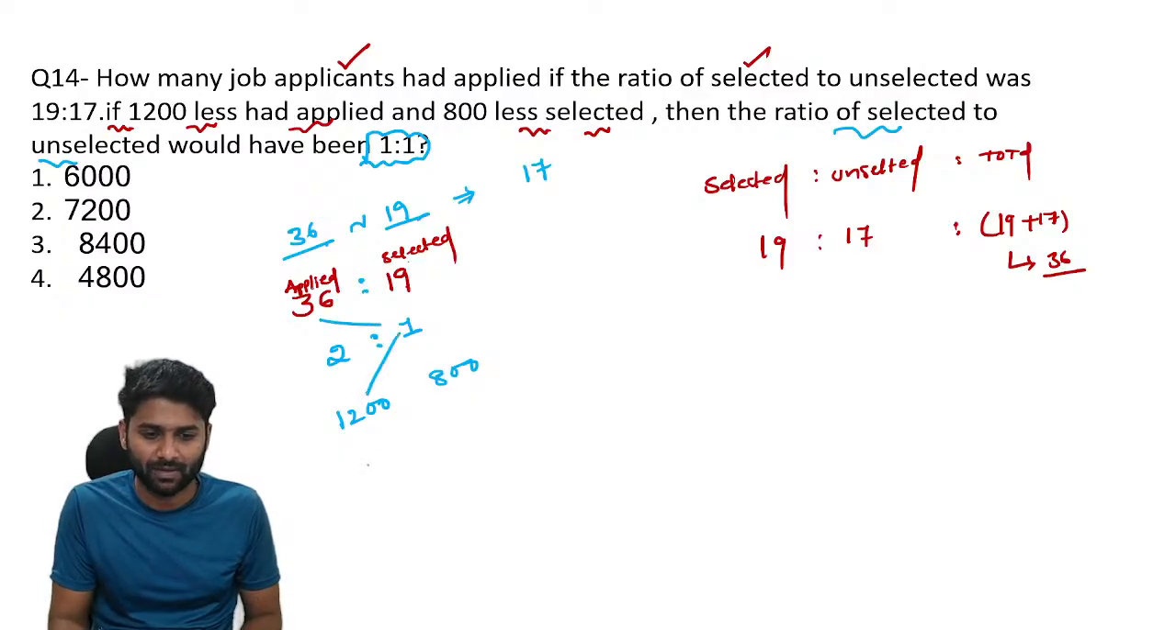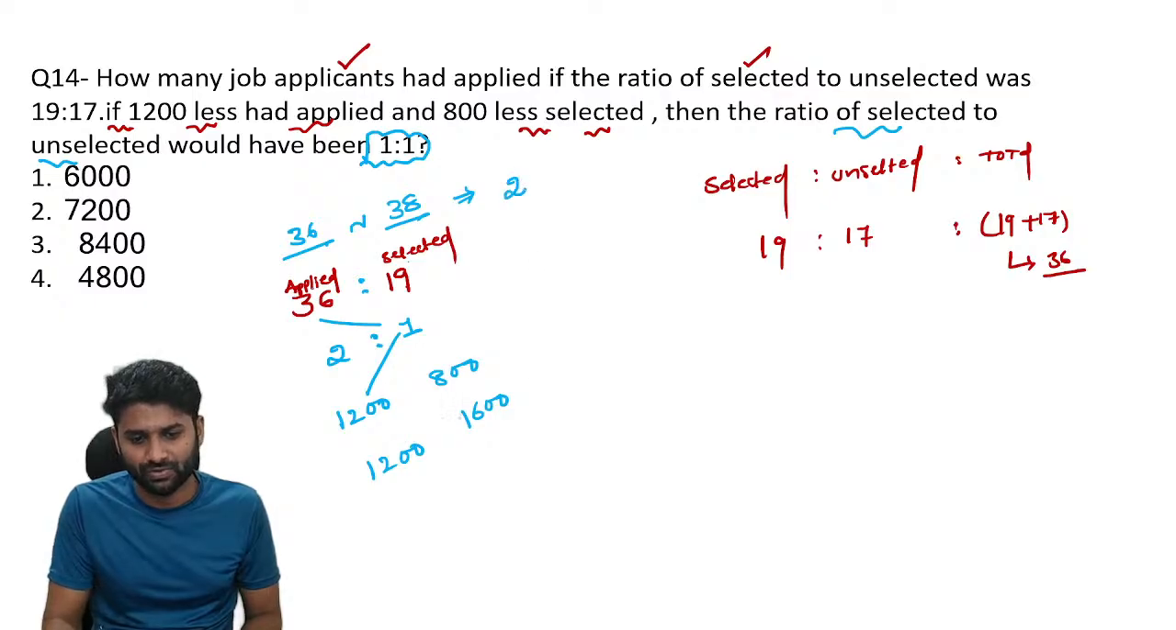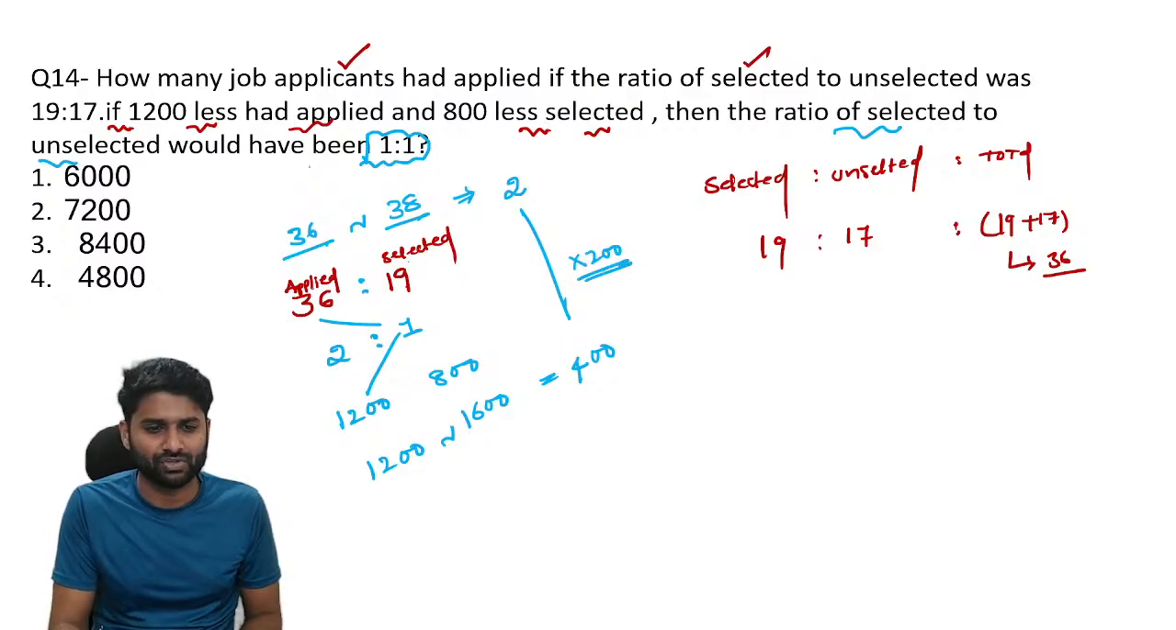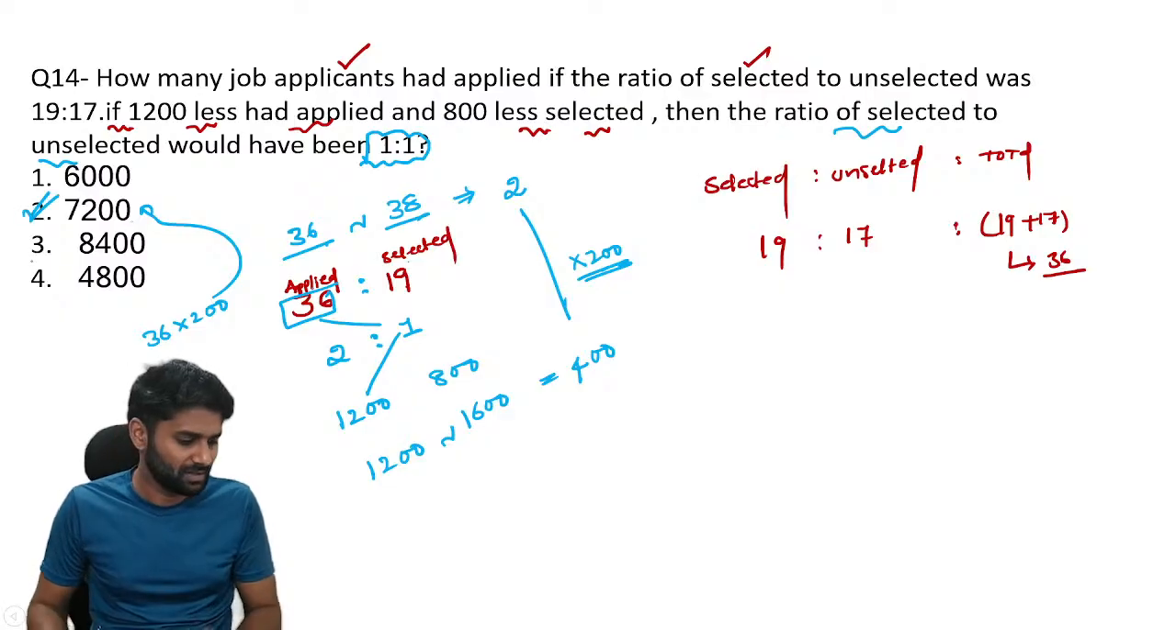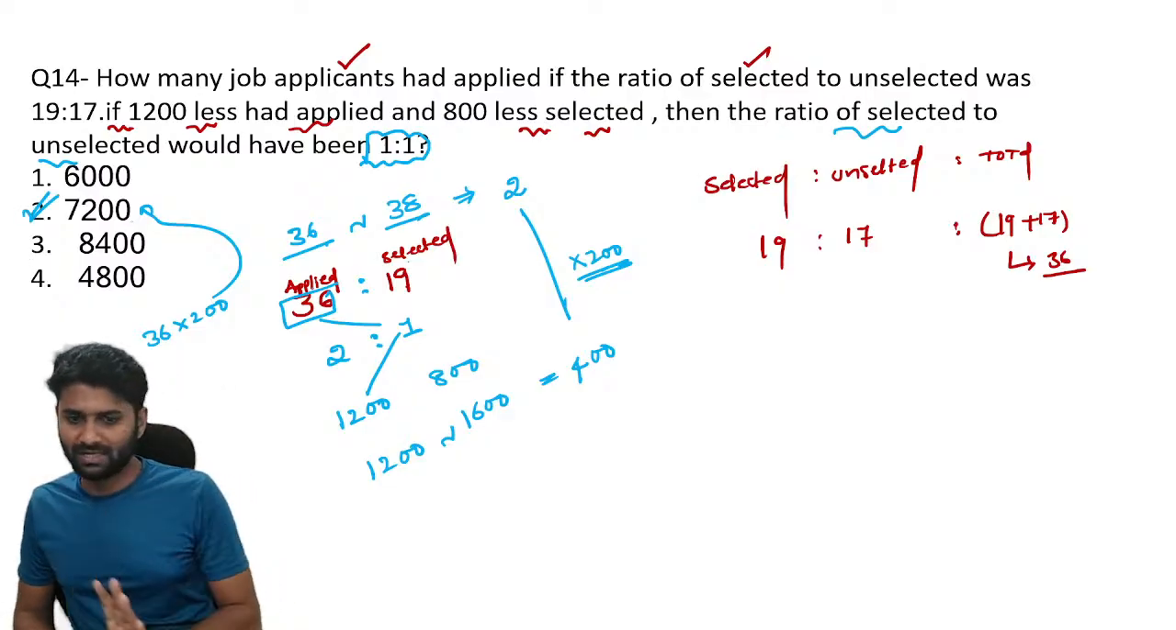Multiply them. So 1200. Now here 19 into 2 is 38. Now 2 into 800 is 1600. The difference is 2 units. The difference is 400. Now each unit is 200. Another question: how many applicants? Total applicants are how many? 36. So 36 into 200 is 7,200. So it's all about applied to the selected.